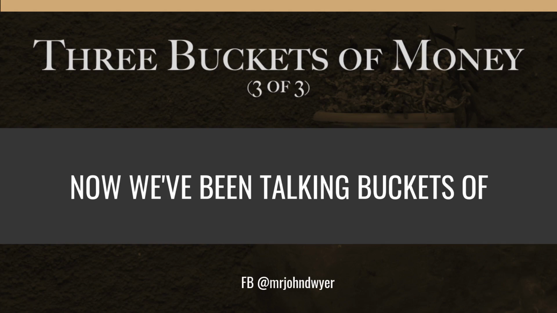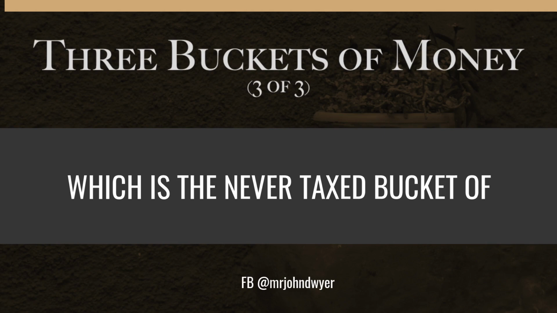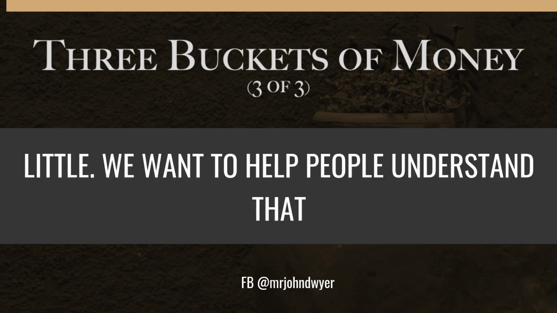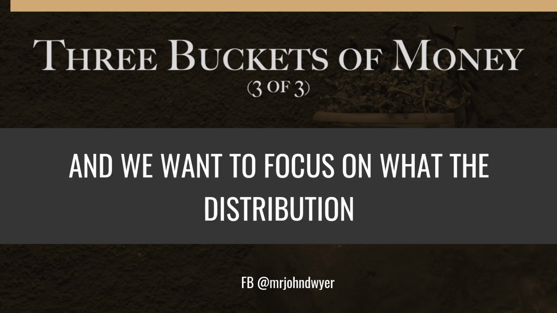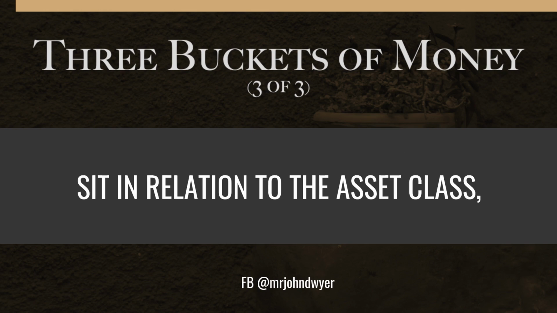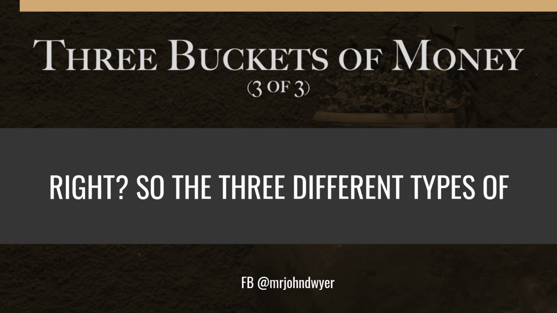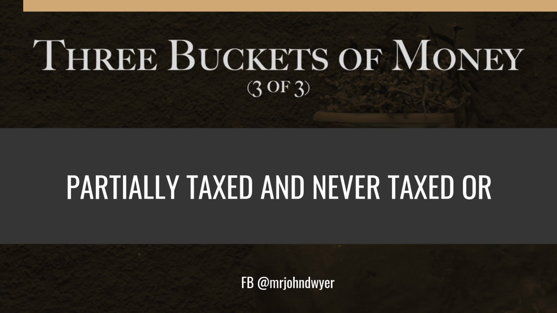Now we've been talking buckets of money, and we are to our favorite bucket of money, which is the never taxed bucket of money. So let's talk about that a little bit. We want to help people understand that there's primarily three buckets, and we want to focus on what the distribution rate is going to look like as it relates to where those monies sit in relation to the asset class, right? So the three different types of buckets are always taxed, partially taxed, and never taxed or tax-free.